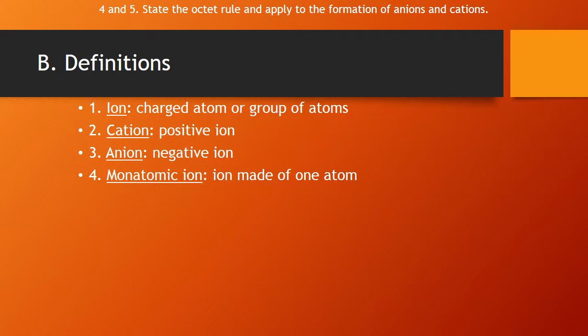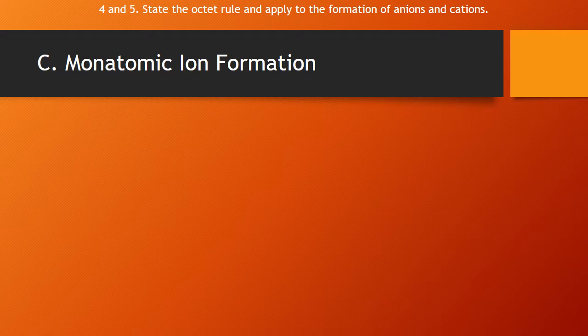Now we have the term monatomic ion. The prefix mono, as you can see here at the beginning of this term, means 1. So when we see monatomic, it literally means one atom ion. So a monatomic ion is simply an ion made of one atom. We're going to now look at how these monatomic ions form and why they form.